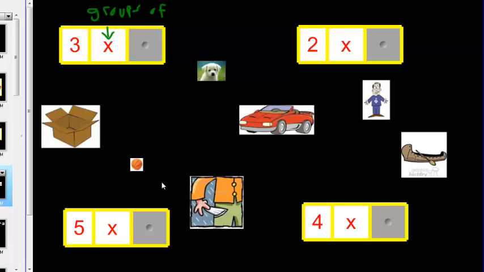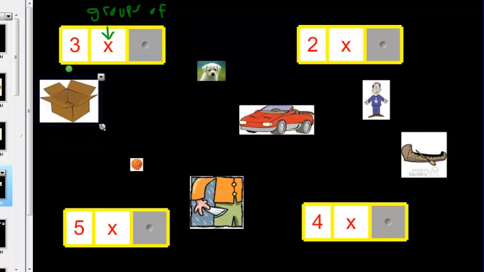So let's take a look at this picture here and decide what we're going to use for this. 3 groups of. Well, I'm going to use the box here. You could use the guy's pocket if you want, or the car. I'm going to use the box because it's really close. And I need 3 boxes because it says 3 groups.